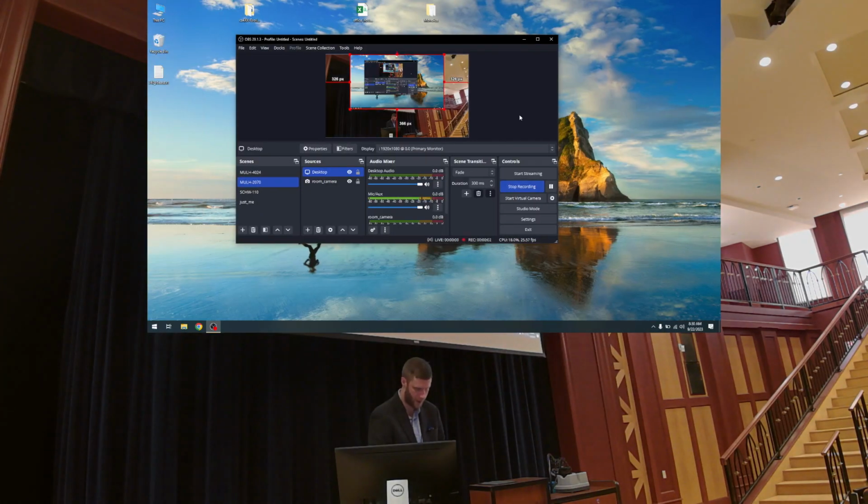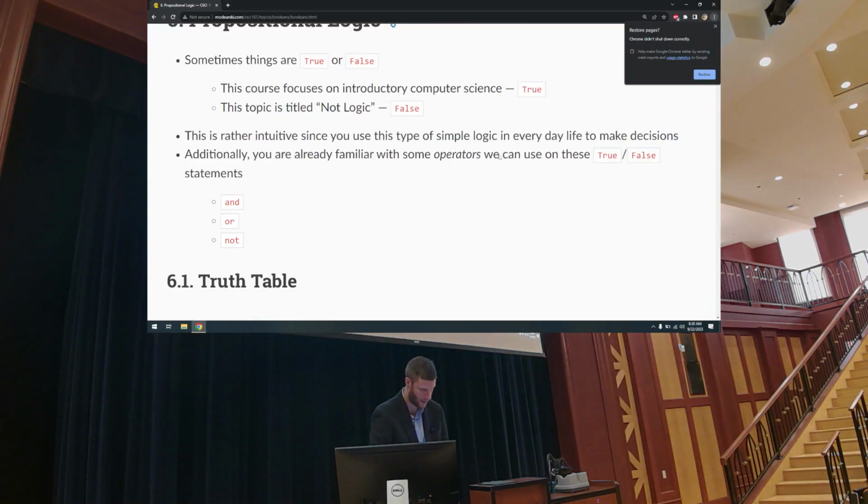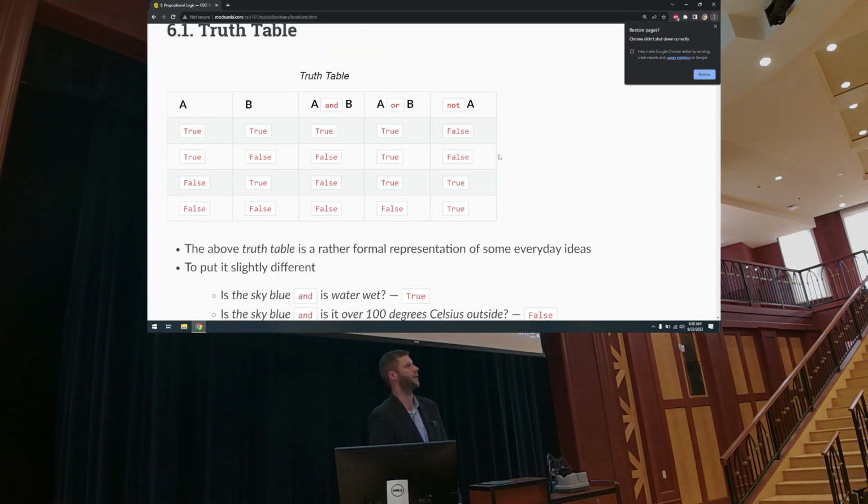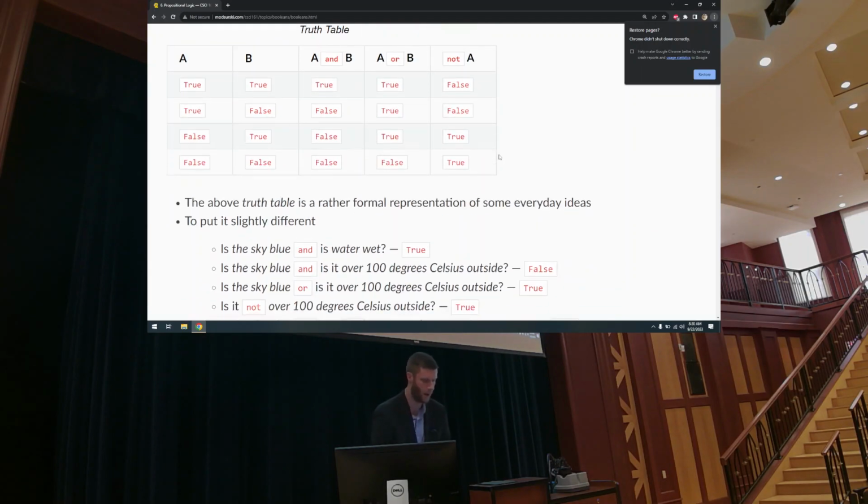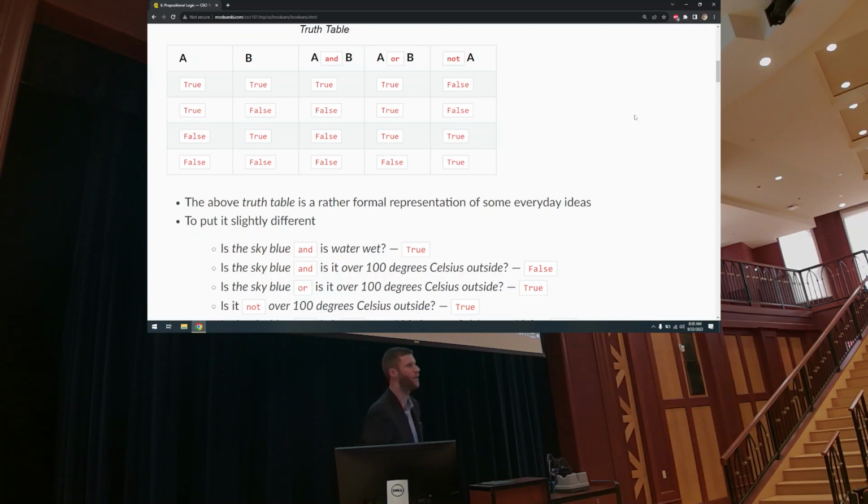Okay, this is, we looked at the truth table, right? But is that basically where we ended? All right, cool.